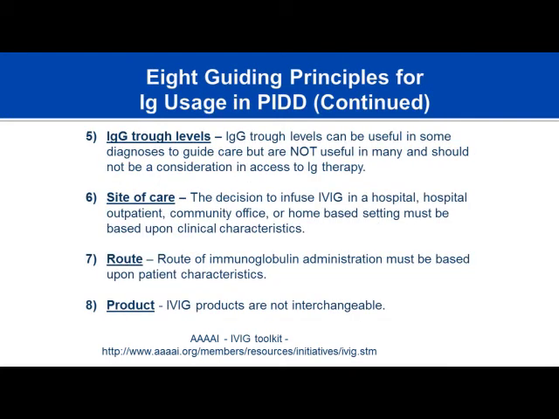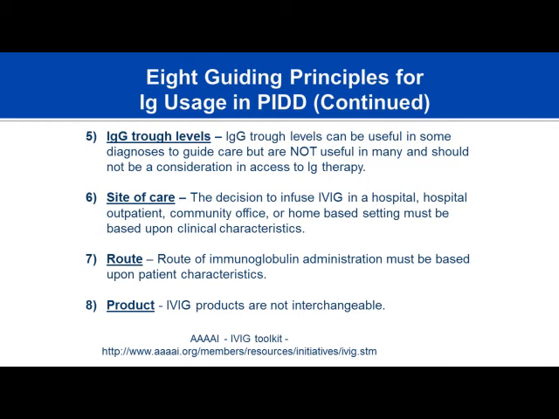The fifth guiding principle is that of immunoglobulin trough levels. IgG trough levels can be useful in some diagnoses to guide care, but are not useful in many diagnoses, specifically in ones where individuals might have a normal level of immunoglobulin, but might be completely deficient in the quality of immunoglobulin, and there checking trough levels may not be very useful. Importantly, it should not be a consideration in access to immunoglobulin therapy. What is important there is the diagnosis and the clinical status of the patient.